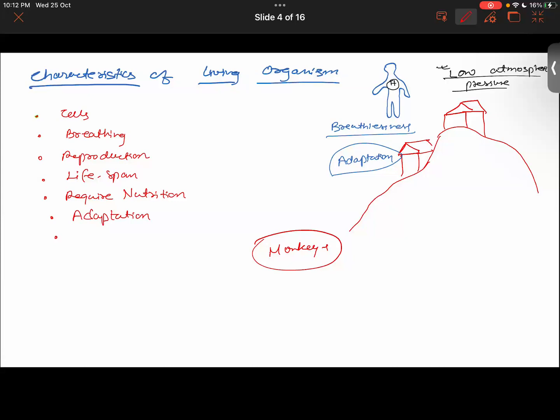And the one more thing we discussed, that they respond to stimulus also, right? And several other things we discussed, like excretion is also there, and nutrition is also there. The reproduction we discussed. Okay, respiration, they do respiration also, right? So these are the general things about living organisms. So we will be discussing each of them in detail now.